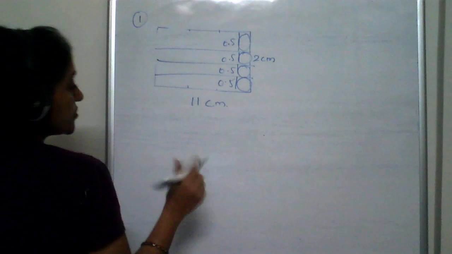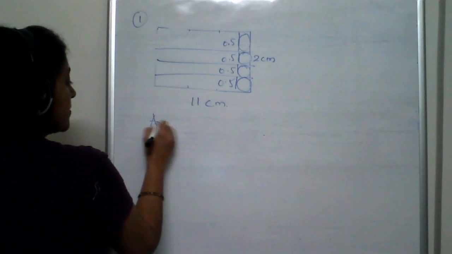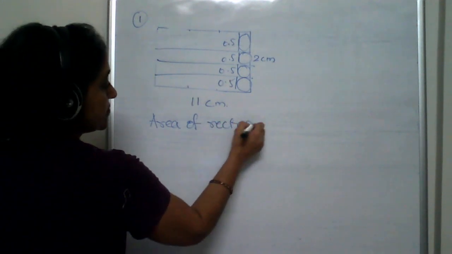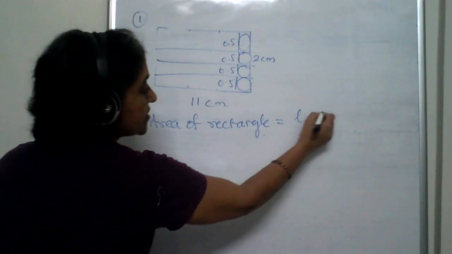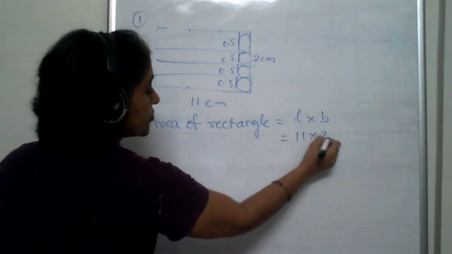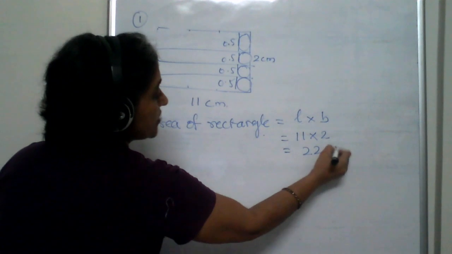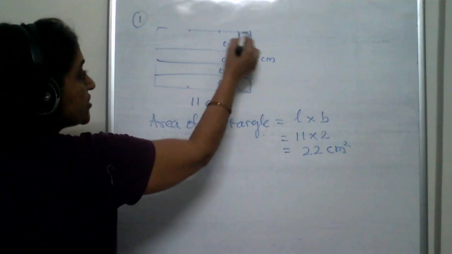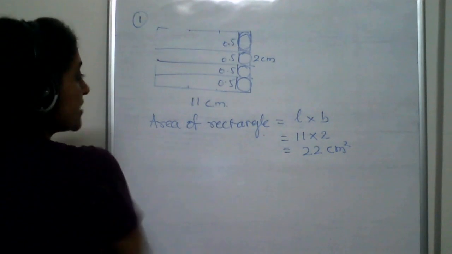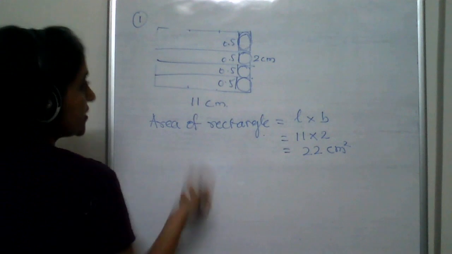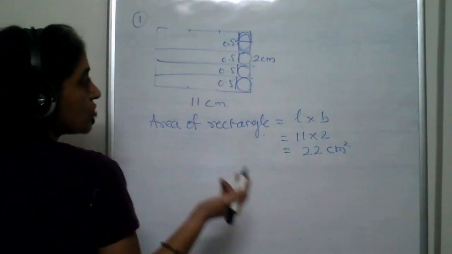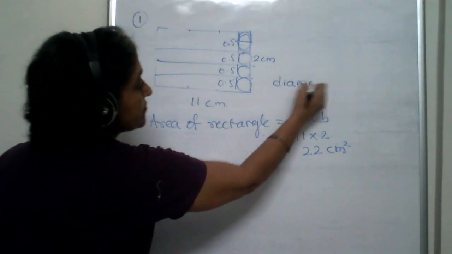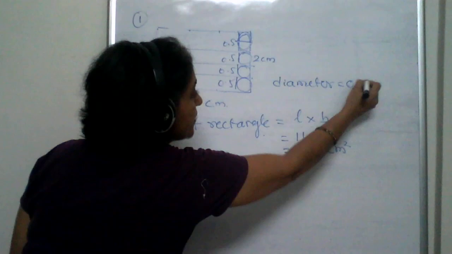So what you are supposed to do is calculate area of rectangle. What it will be? Length into breadth, that is 11 into 2, that is 22 centimeter square. Now we have to calculate the area of the first square in which the circle is situated. Now when I say first square in which circle is situated is the whole side. The side is what? Diameter. So diameter here it is given as diameter is equal to 0.5 is given.